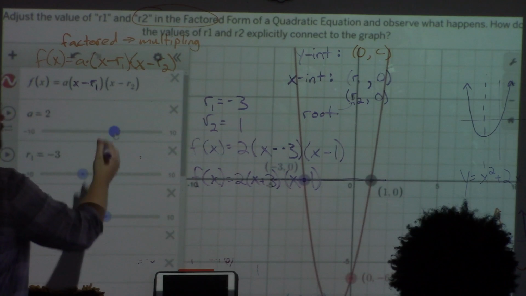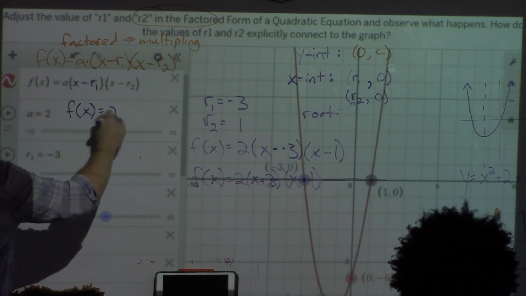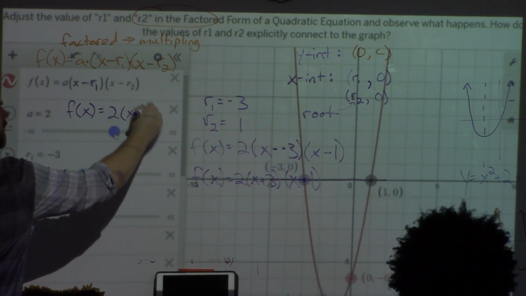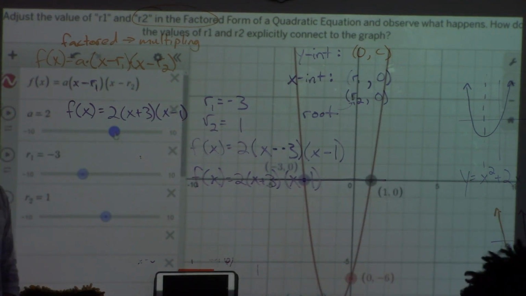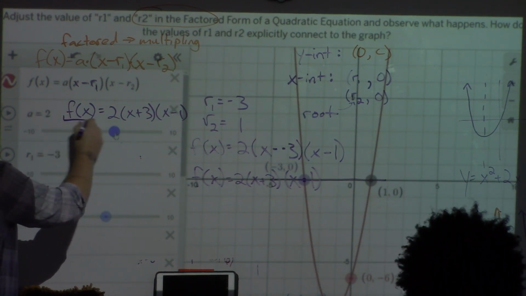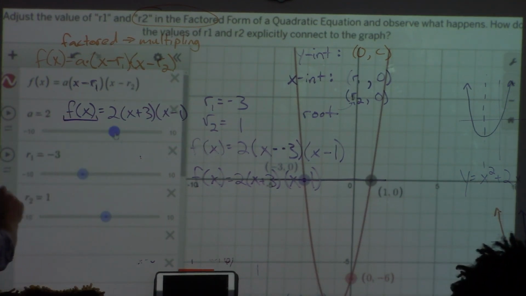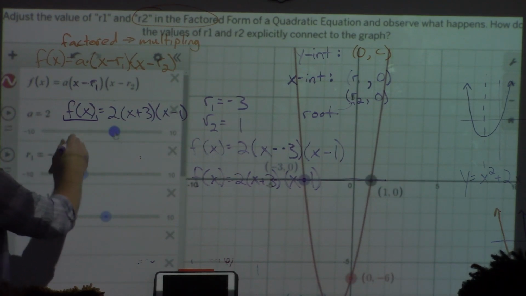Okay, really quickly. Hey guys, I need y'all to look at this. Because I want y'all to understand this. Okay, right here. So f of x equals 2 times x plus 3 times x minus 1. If I want x-intercepts, what do I know about my output? The output's what? 0.